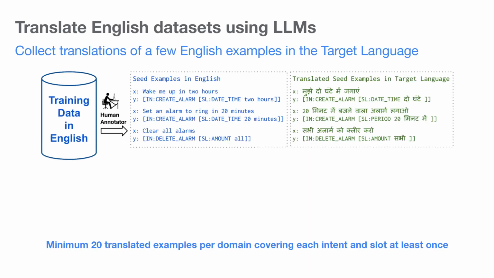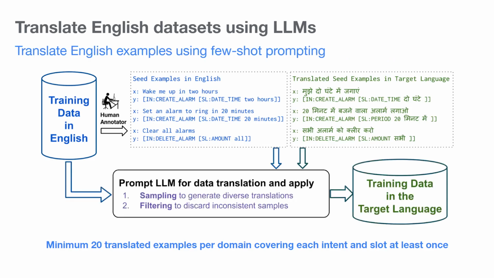With the help of human translators, we first collect translations of a small seed set of English examples in the target language. We choose at least 20 seed examples per domain to cover each intent and slot at least once. Using the seed example translations, we prompt the large language model to translate all the English examples into the target language. To improve the quality of the translated data, we generate multiple diverse translations using temperature sampling techniques and filter out the inconsistent samples, as we describe in the next slides.